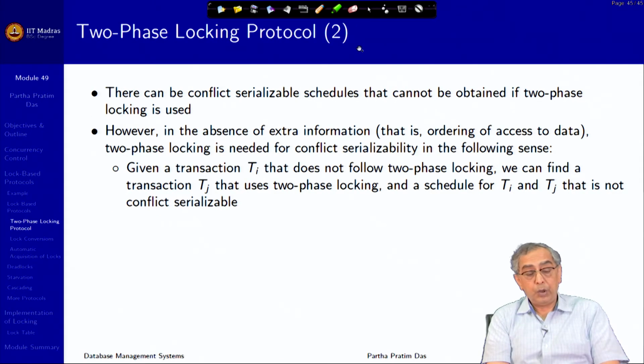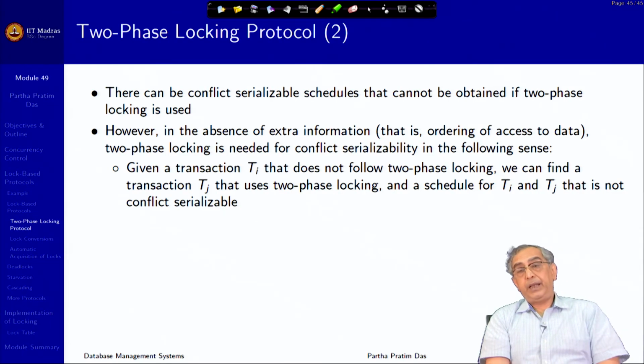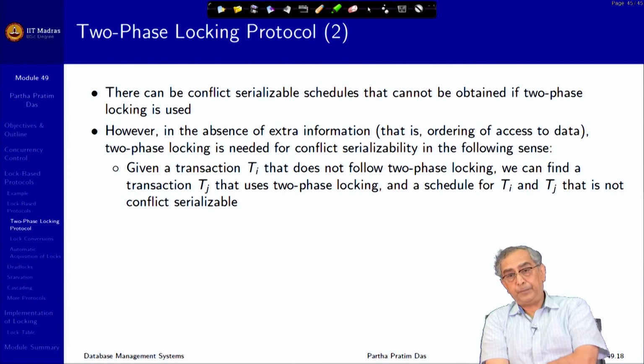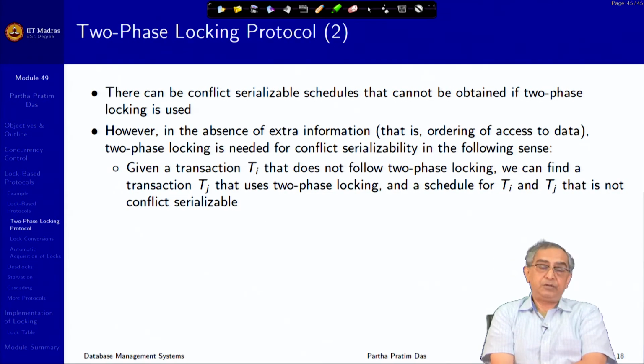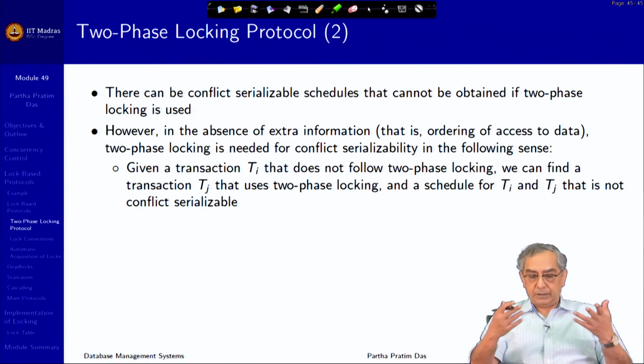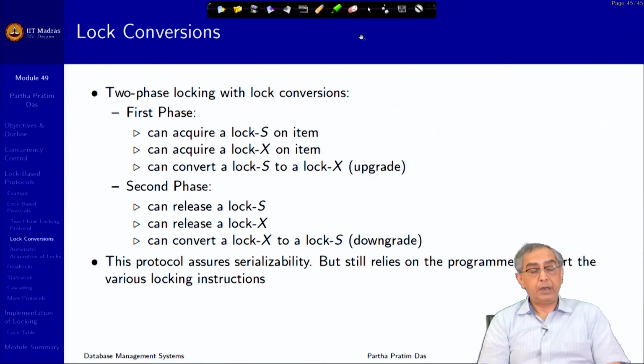So, any schedule which follows the two-phase locking protocol is conflict serializable, but the reverse is not true. There can be conflict serializable schedule that cannot be obtained by two-phase locking, right. But if we do not have enough data, we will have to go with this.